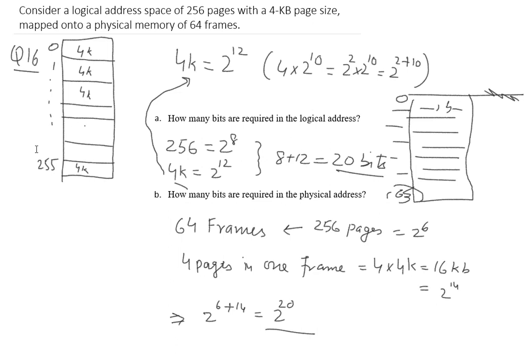Here we have how many? 8 bits for pages and 12 bits for address. Here we have 14 bits for addresses of one page and 6 bits for the pages. Okay, you should think about that. If you don't understand, pause the video and listen to it again to understand that.